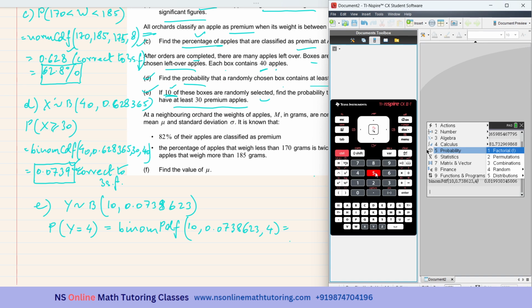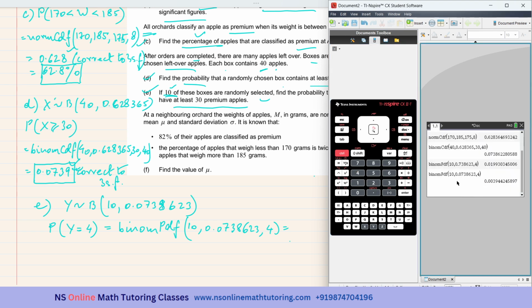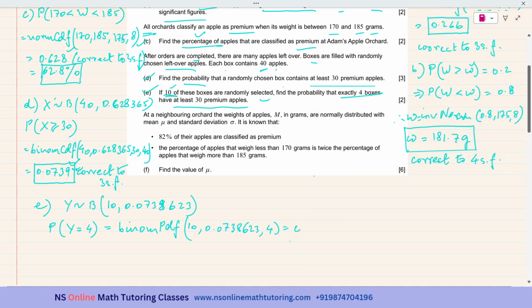Let me do the calculation once more. So number 5 and then 5 again for distribution, and then A for binom PDF. This is 10, and this one is 0.0738623, and this one is 4. Okay, 0.07. Yeah, this time it's correct. And we will be having the value as 0.00394. So they have asked for the probability, therefore this is the answer. Again, correct to 3 significant figures.